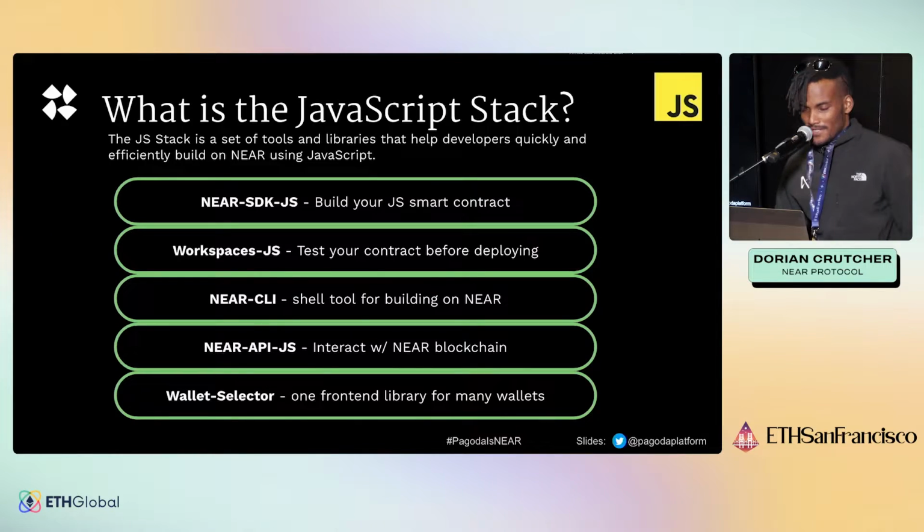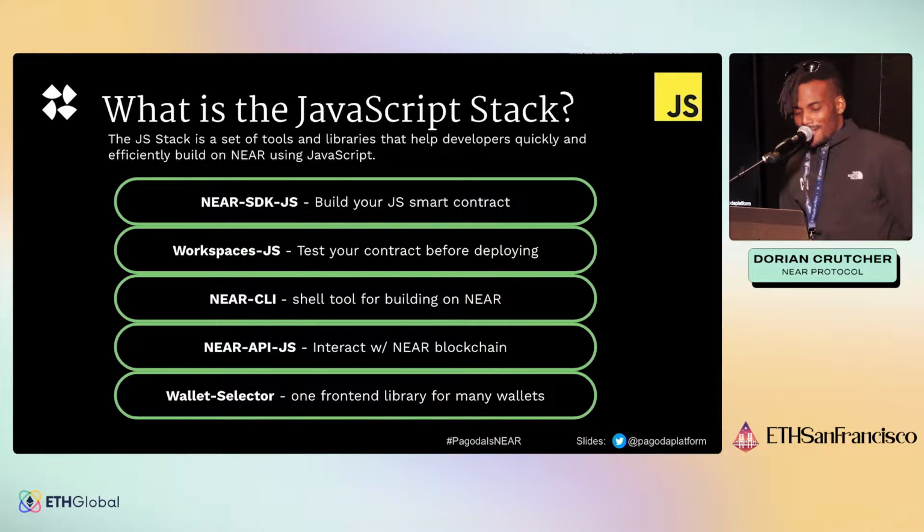And what is that stack? Well, I'm going to explain it to you now. So we have NEAR SDK.js, which is our library to write smart contracts in JavaScript. We have Workspaces.js, which is essentially a way to test your decentralized application locally on your computer. So that way you don't have to deploy it to our testnet to interact with your smart contract. You can actually run the entire simulated node on your computer and also modify the environment of that node. So block height, epoch number, anything you want.